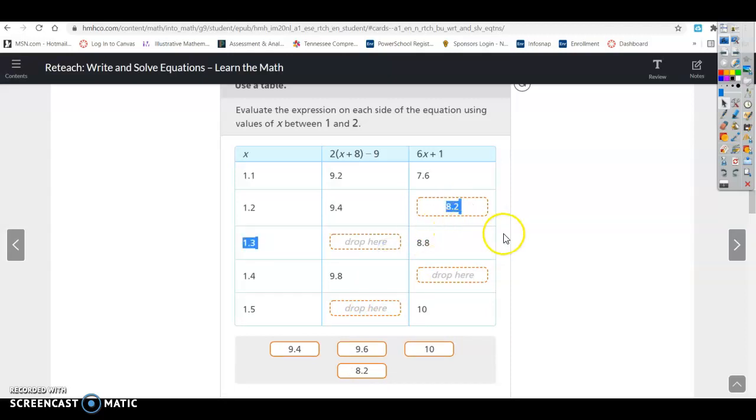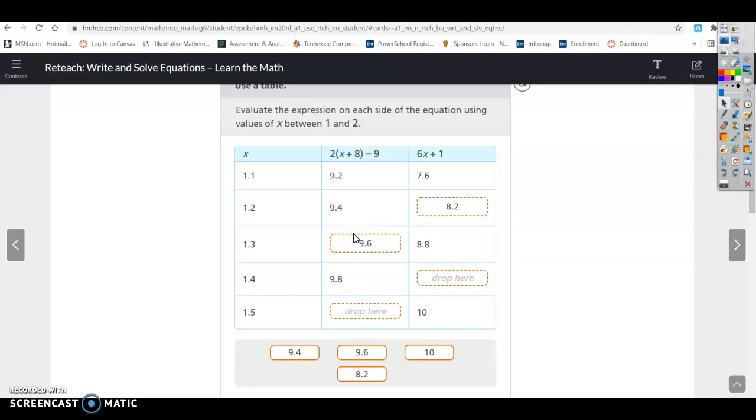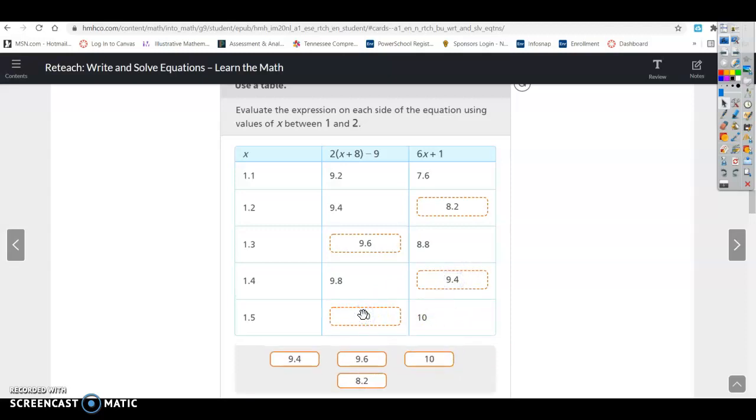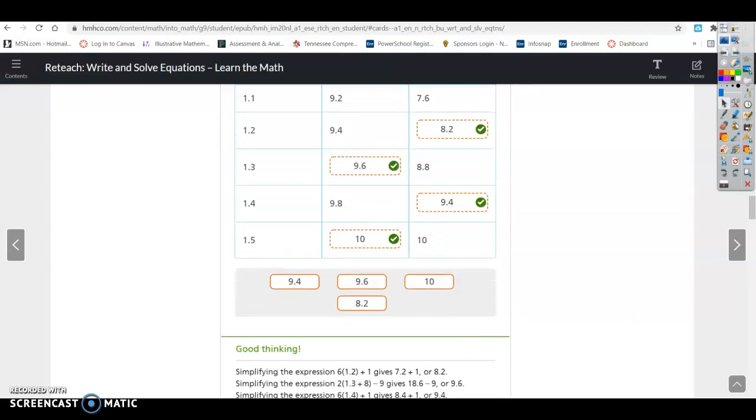All right, so I want you to pause the video for a second. Go ahead and plug these in your calculator yourself and figure out what numbers go in these drop boxes, and then start the video again. All right, hopefully you've had time to get these done. So I got 9.6. I got 9.4. And I got 10. So hopefully you guys got the same thing when you plug those values in.